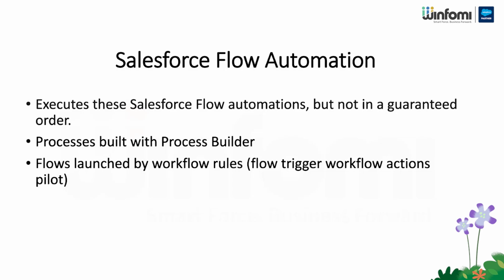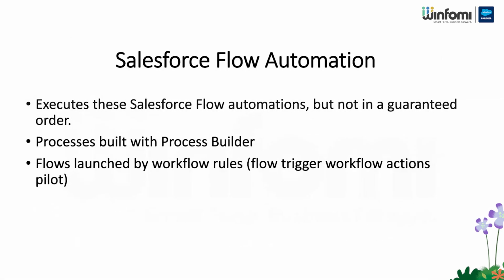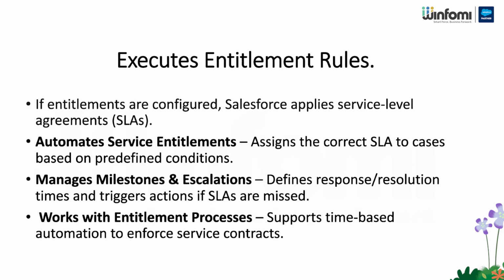And next, once the escalation rules are completed, then the automation will come. This flow automation means if we have any flow that is called from the workflow rules, that kind of execution will come under this. And the after trigger flow also comes under this only. For example, if we have any after update logic in the record trigger flow, then it will run under this step. And once the after trigger flow has run, then next it will execute the entitlement rules.